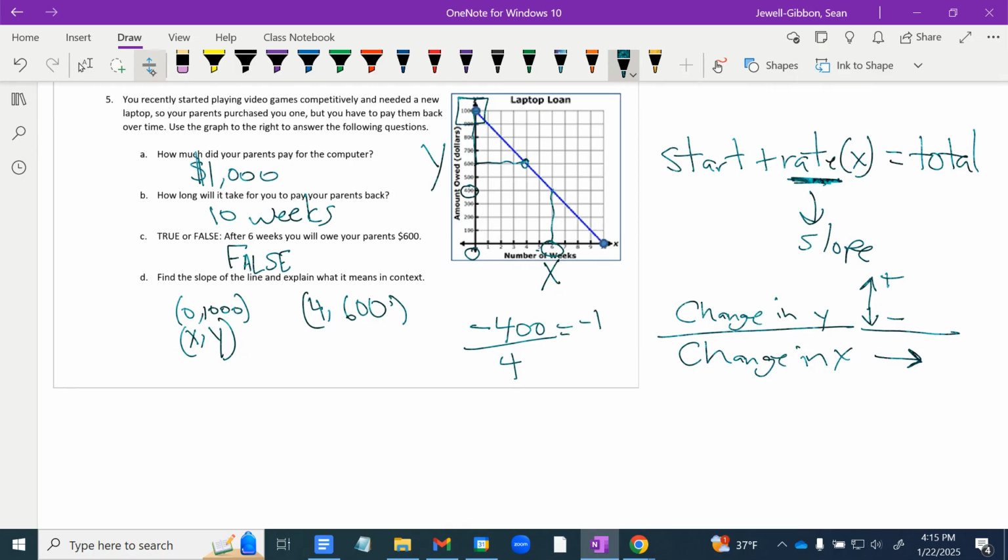That is negative 100. And what that means, we need to get some units on this thing. We are going down $100 every week. So your parents are paying off $100 every week, or for each week. That is how fast they are paying this thing off. That is the rate at which they are paying off what is owed on the laptop.